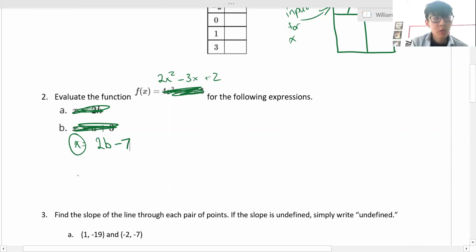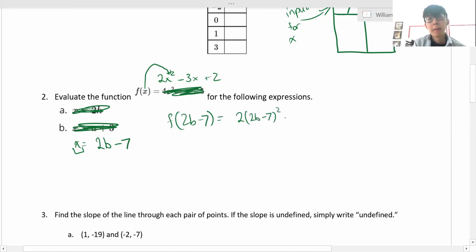So when x is equal to 2b minus 7, all I do is I plug 2b minus 7 in for x, right? Because x is equal to 2b minus 7, so I plug 2b minus 7 in for x. That means f of 2b minus 7 would be equal to, remember I plug everything in that I have there for x, so instead of 2x squared, now it's 2 times (2b minus 7) squared minus 3 times (2b minus 7) plus 2.